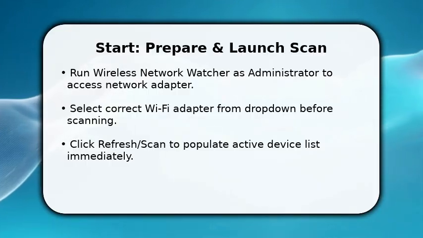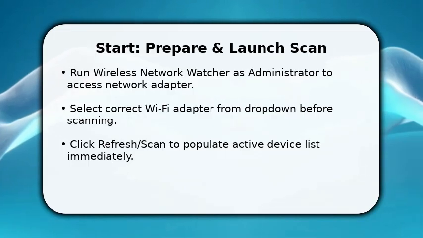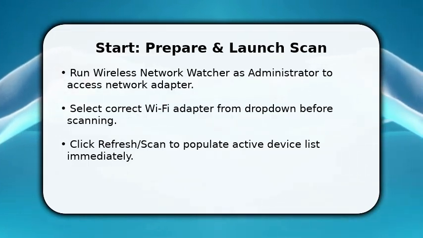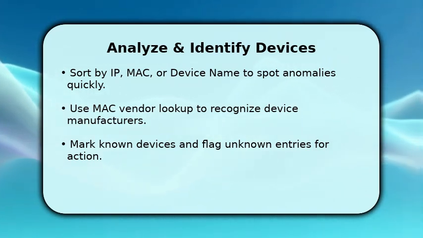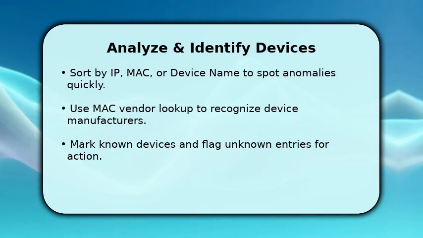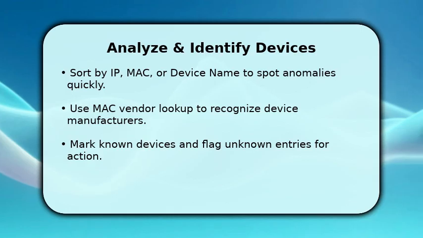Make sure your PC is on the same subnet as the router, and pause any VPNs or virtual adapters that could hide devices. Once you have results, sort and scan visually to pick out unfamiliar entries. Sorting by MAC vendor helps reveal phones, cameras, or IoT devices. You should ping or trace an unknown IP to confirm activity, and note its hostname and last seen time.